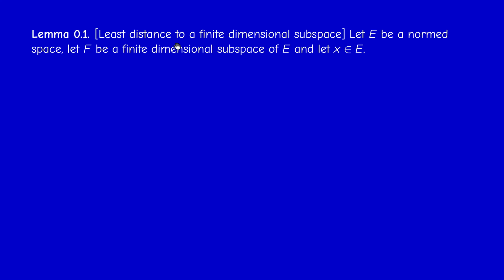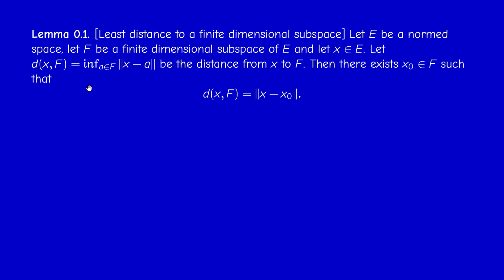It's known as the least distance to a finite dimensional subspace lemma. So if we have a normed space E and a finite dimensional subspace of E called F, and we take an element x in E, then the distance between x and F is actually achieved at some point x0. So the infimum is the minimum in this case. This is not always true, as you know. We have counterexamples. But what this lemma is saying is that the infimum is a minimum.